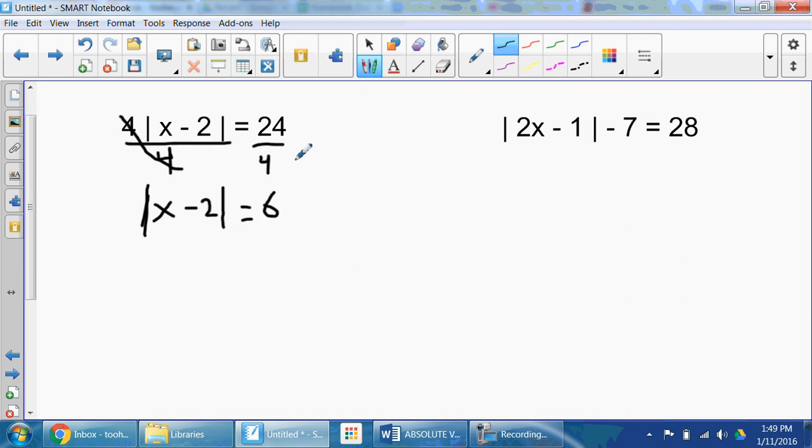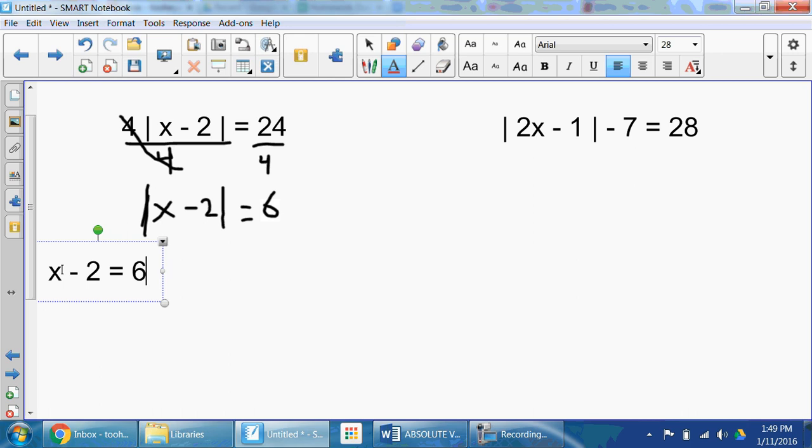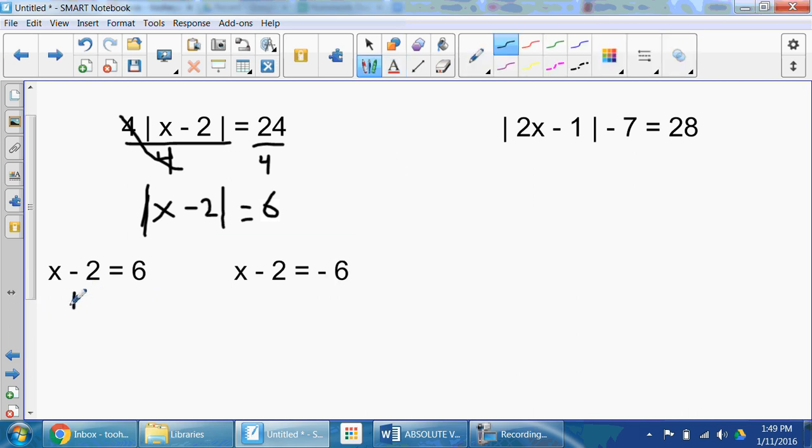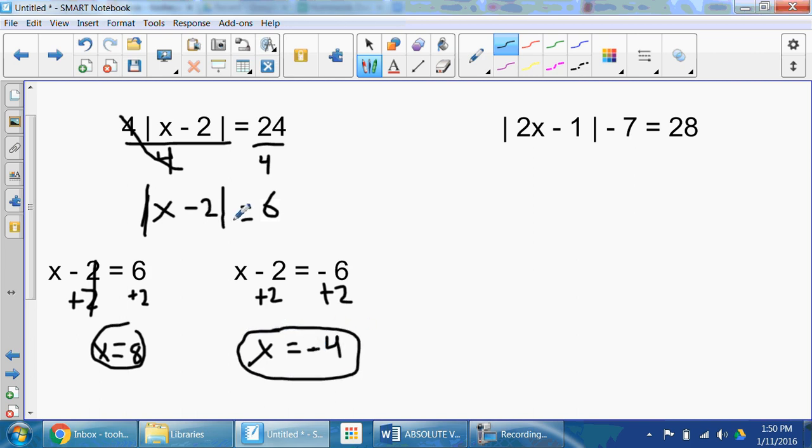Okay. From there, I can drop it like it's hot. And I can do x minus 2 equals 6, and I can do x minus 2 equals negative 6. Those are my two equation styles that I can do. From here, add 2, I get x is 8, add 2, and I get x equals negative 4. Okay, so that's if you got a number out there that's multiplying those. You do not distribute. That's a common mistake.